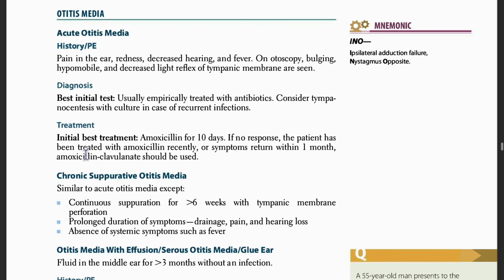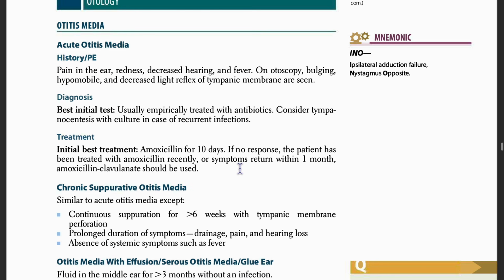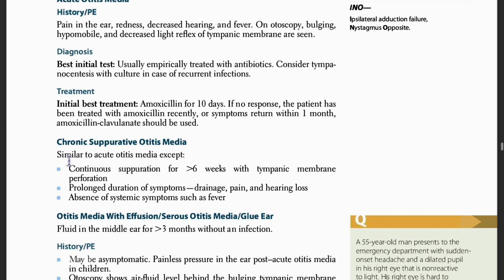So amox or amoxicillin-clavulanate, also known as Augmentin. Okay. For Indian doctors. I don't know if it's here as well.